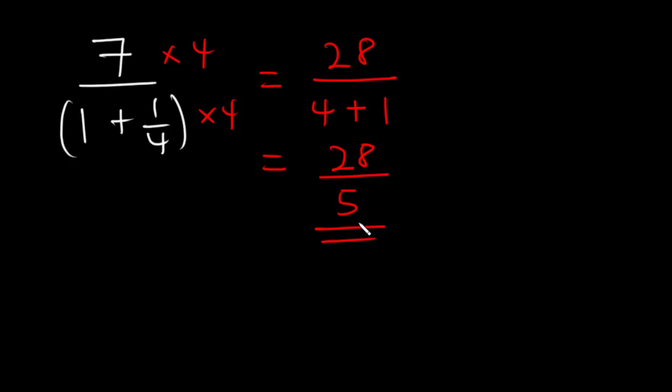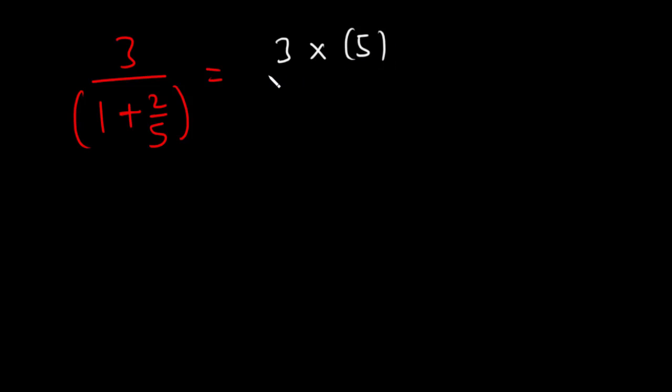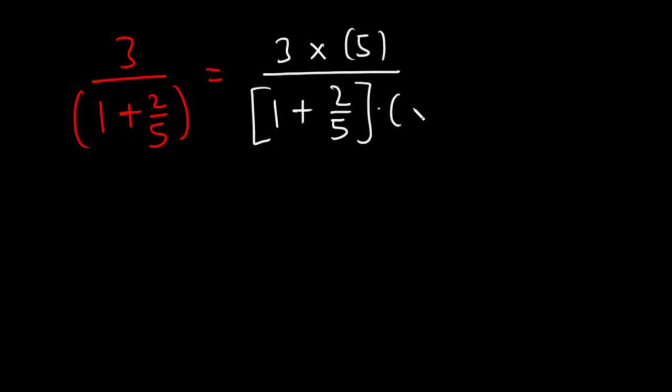Now let's solve a similar example. Let's say we have 3 divided by 1 plus 2 over 5. Like we did in the previous example, let's multiply top and bottom by 5 because 5 is the denominator. So it's going to be 3 times 5 divided by 1 plus 2 over 5 times 5.